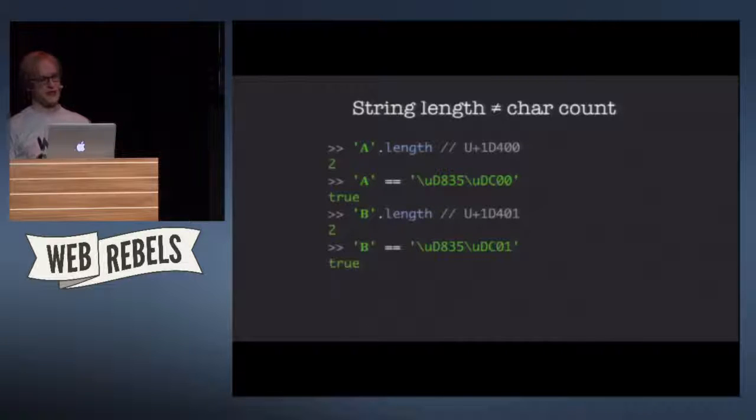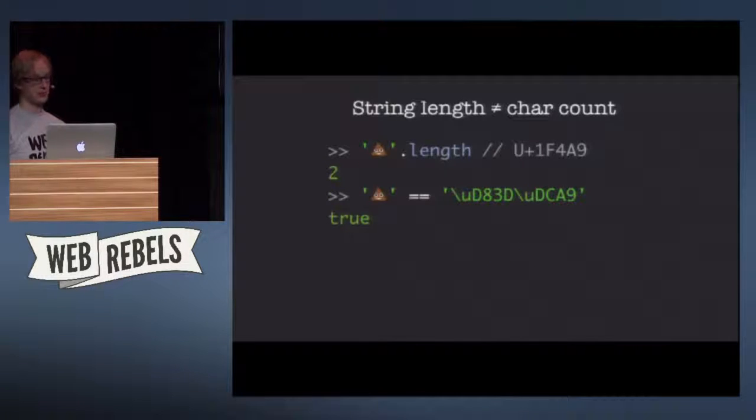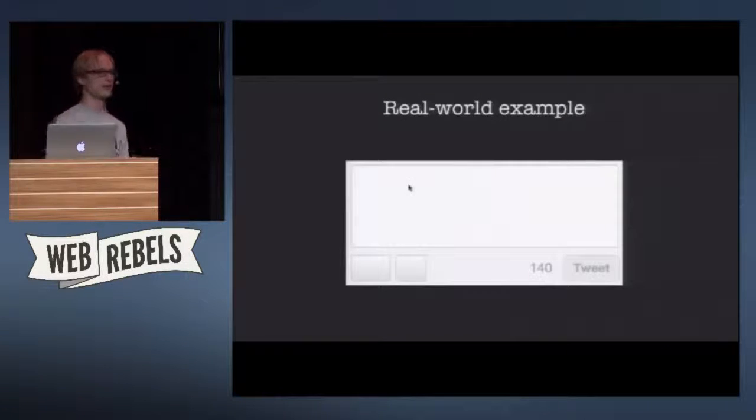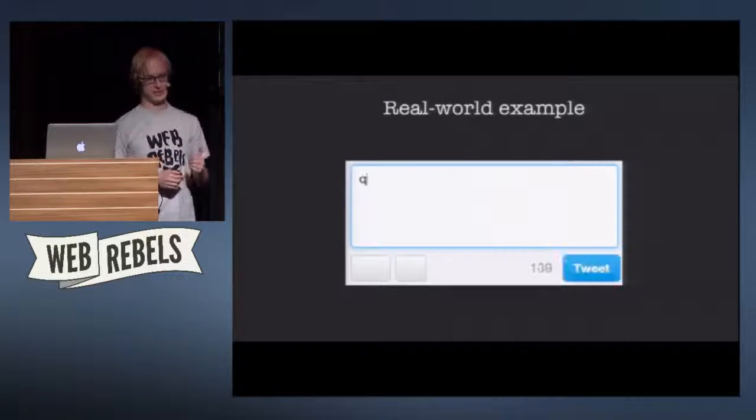So this is very confusing behavior for us as human beings because we generally just think in terms of Unicode symbols or Unicode characters. We don't want to deal with these encoding details. Another example is the pile of poo. If you take the string with the pile of poo and get its length, it will be 2 instead of 1. And for the Americans out there, there's a very obvious joke to be made here. But instead, I'm just going to show you this real-world example of where this behavior actually breaks stuff.